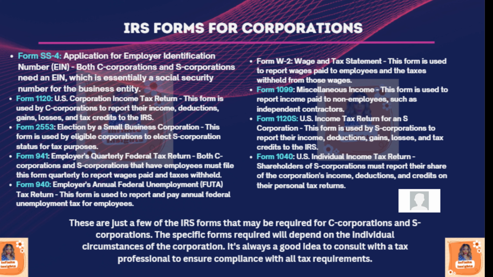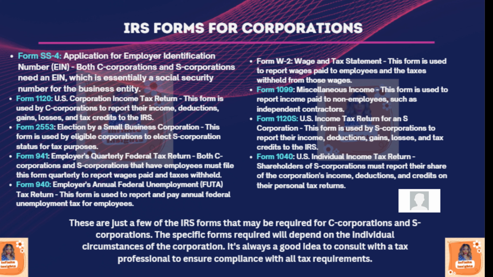Form 1099, miscellaneous income. This form is used to report annual pay to non-employees, such as independent contractors. People like Uber drivers, people who do Instacart, DoorDash, and so on, usually receive a 1099.